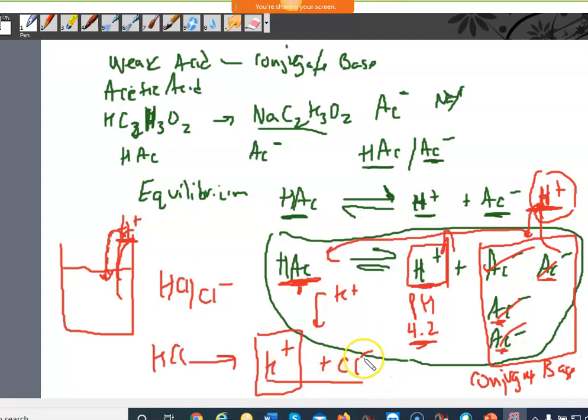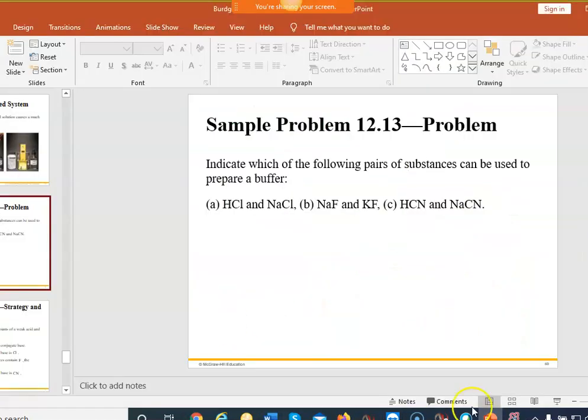My chloride ion will not grab any of these H plus ions. It doesn't do anything. It just increases my H plus. But in the weak version, because I form this equilibrium, these will grab the H pluses and form the acid form of it. Okay? Any questions?